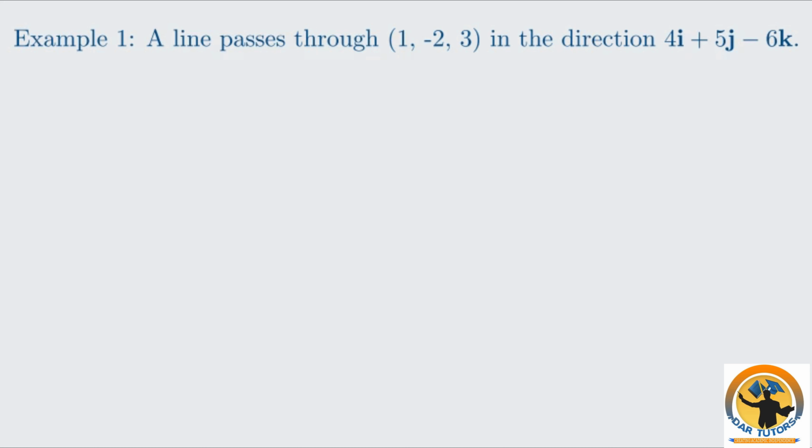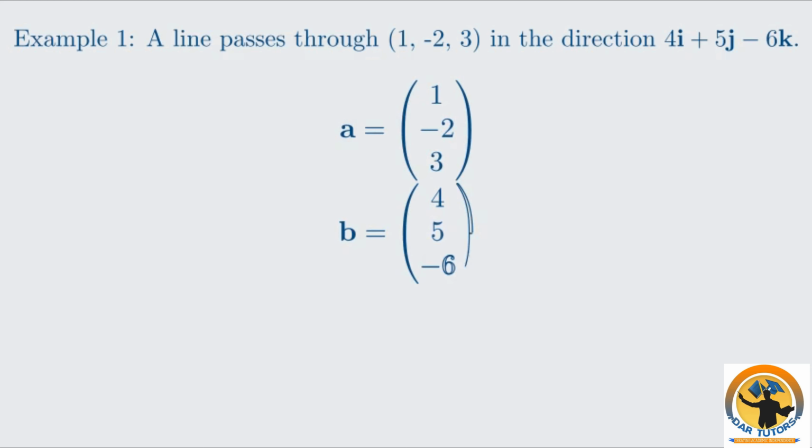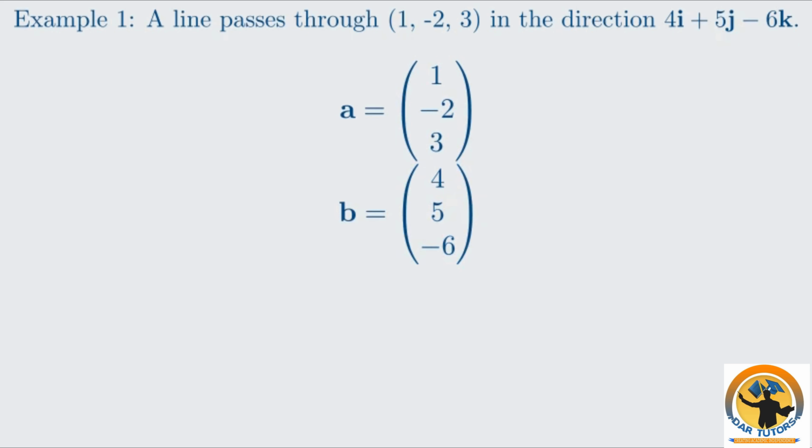We need a position vector, A, and a direction vector, B. The position vector, A, is the vector from the origin to our point, which is 1, minus 2, 3. The direction vector, B, is given as 4, 5, minus 6. Plugging these into our formula R equals A plus lambda B, we get the vector equation.